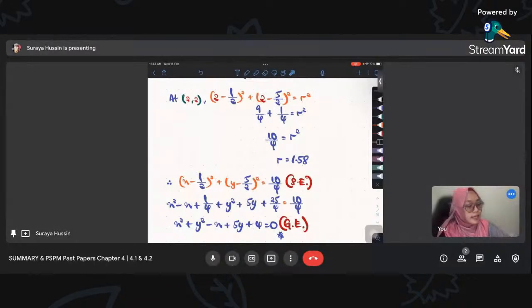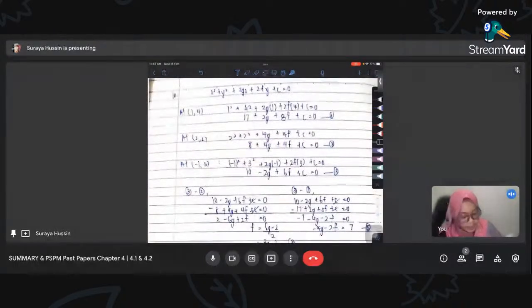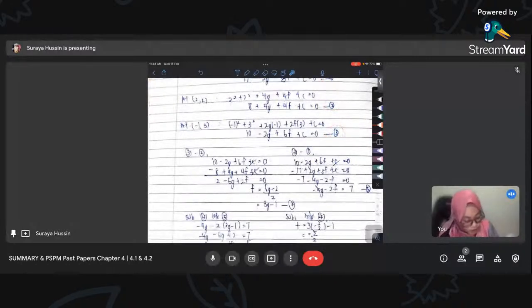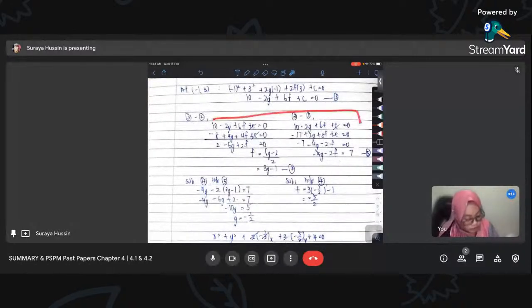Okay, jadi tak kisahlah masing-masing nak start dari mana. So here is another example yang student ini buat dari GE. General equation, see? Dia start dari general equation. Tak salah pun. Tengok ni, dia buat dari general equation, masukkan 3 point ke dalam equation of circle, dapatlah 3 equation. And then buatlah simultaneous equation. See, tengok ni, hektik tak?